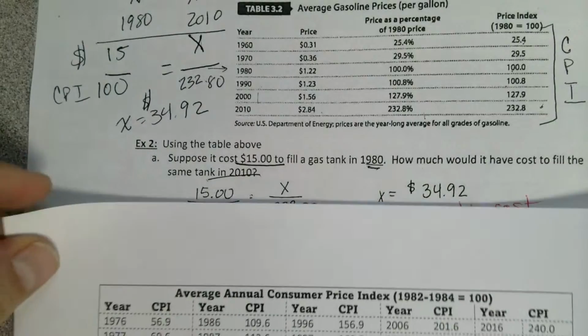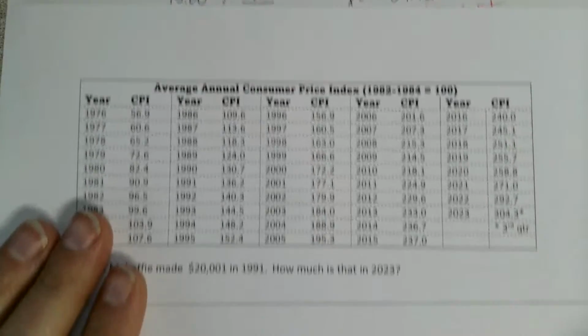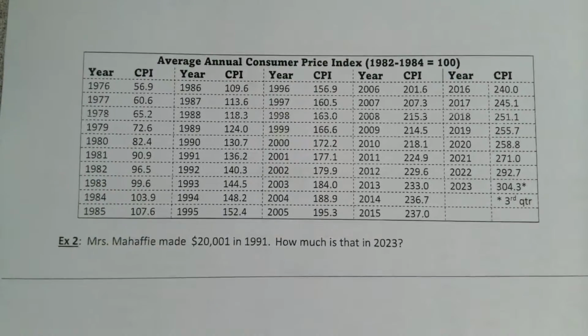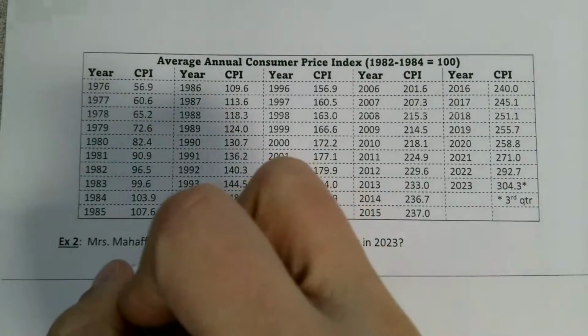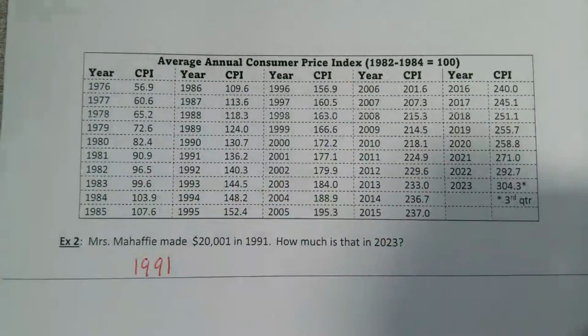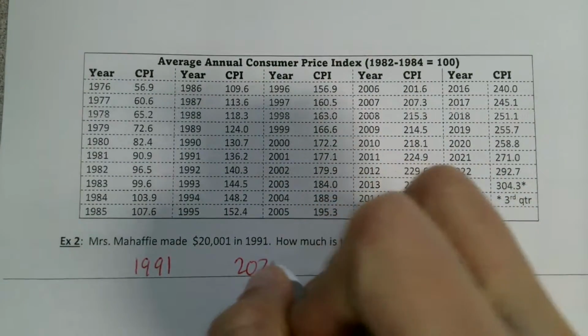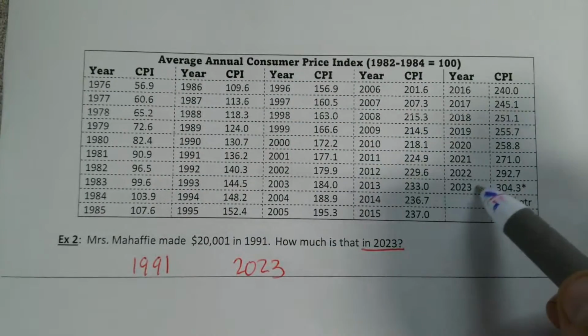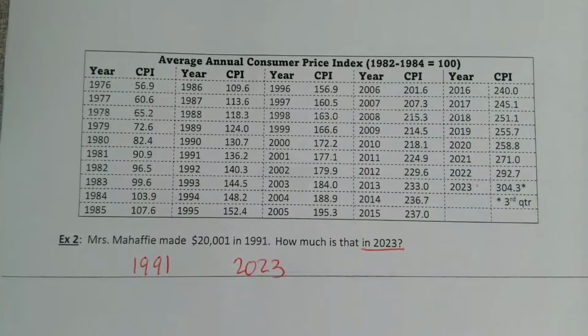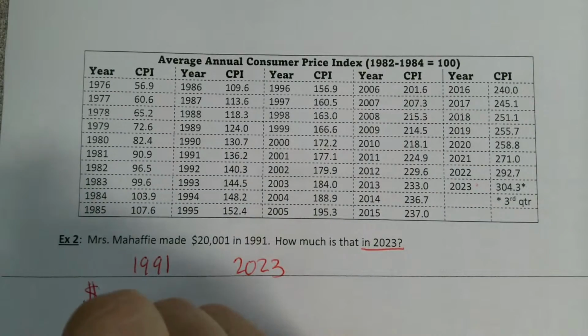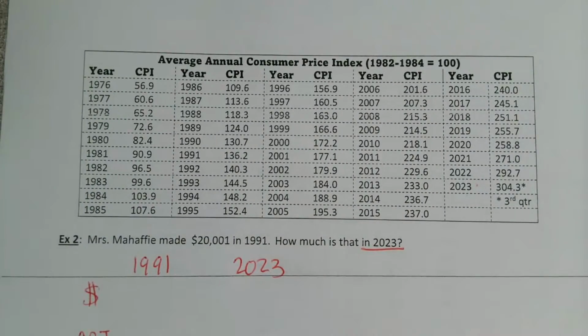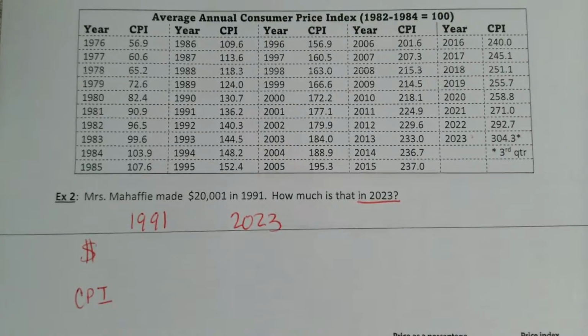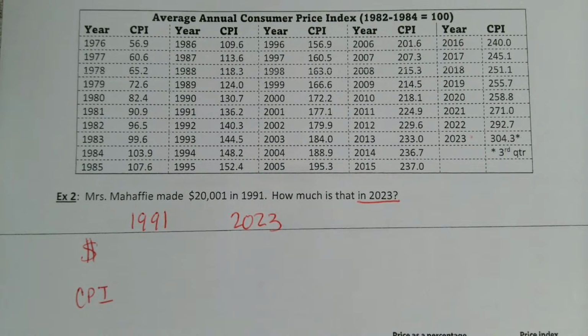But for right now, let's look at our CPI here. Miss Mahaffey made $20,000 in 1991. How much is that equivalent to today? So we have our year, 1991. And we'll do 2023 because that's what it says. Not today, but we could have figured out today, except for our table ended. So it's important to note that. We want to know our money and we want to know our CPI. Pause the video and fill out this chart using your table. This is from your notes.